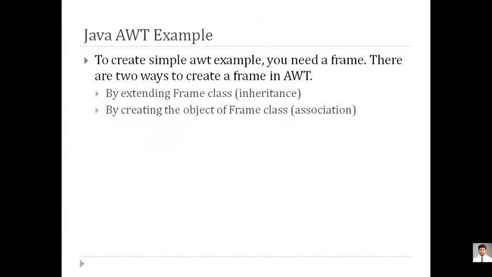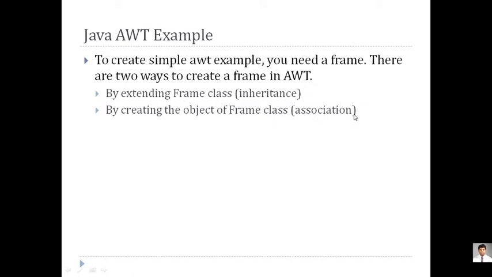Now we'll move further. We'll have a simple example. Whenever we create a simple AWT example, we need a frame. There are 2 ways of creating a frame in AWT. You cannot put a component directly on a Windows directly, so for that purpose you need a container class object. The container class object of frame is frequently used, and there are 2 ways of creating the object. One is by extending the frame class. If you want to use the inheritance mechanism, you extend the frame class directly in your class declaration. This is one way.